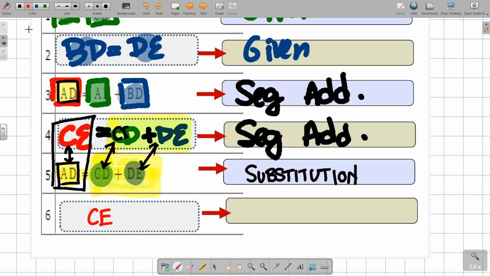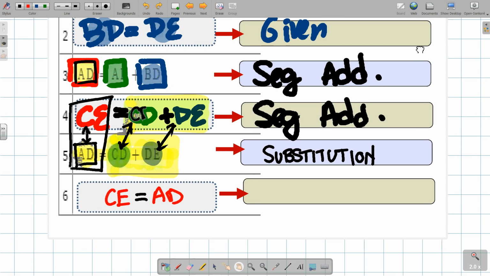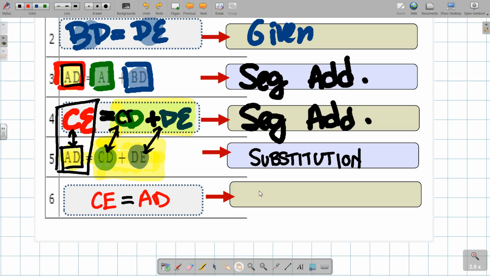So now we finally have CE. The distance is equal to AD. What we're trying to prove there, AD and CE. And what we did is we used substitution. And we specifically used, wow, my pen is dying, substitution. We specifically used lines 4 and 5 to do that.